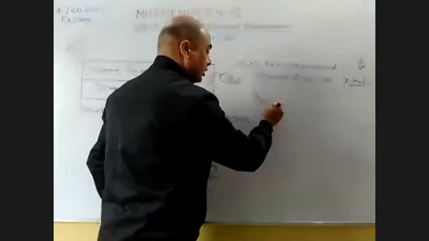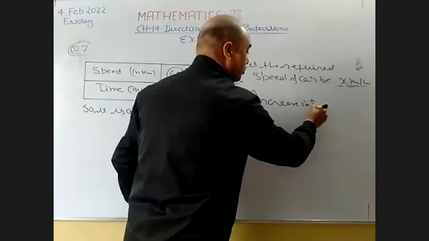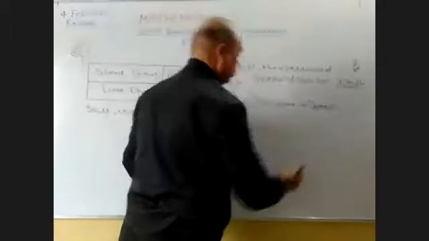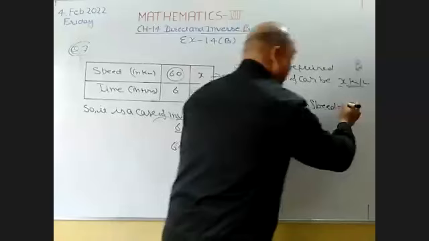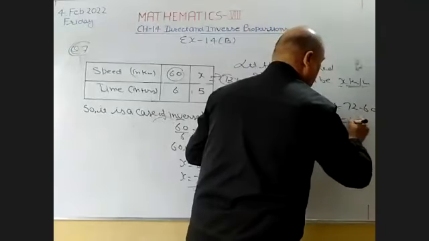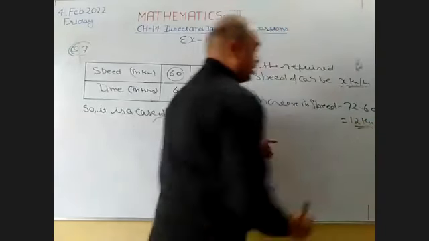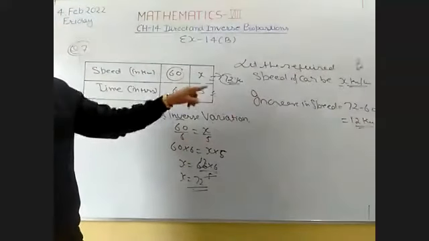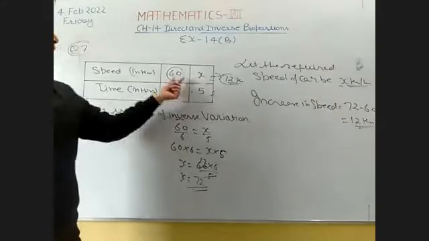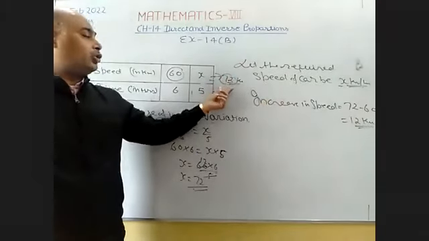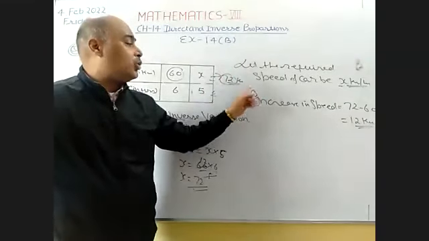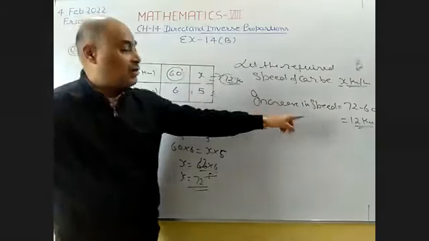Write here: increase in speed is equal to, now the car is going to move at a speed of 72 kilometers per hour, 72 minus 60, it is going to be 12 kilometers per hour. It means I required to increase the speed by 12 kilometers per hour. Earlier it was 60. After increasing by 12, it is going to be 72. So it means we required to increase the car's speed by 12 kilometers per hour.